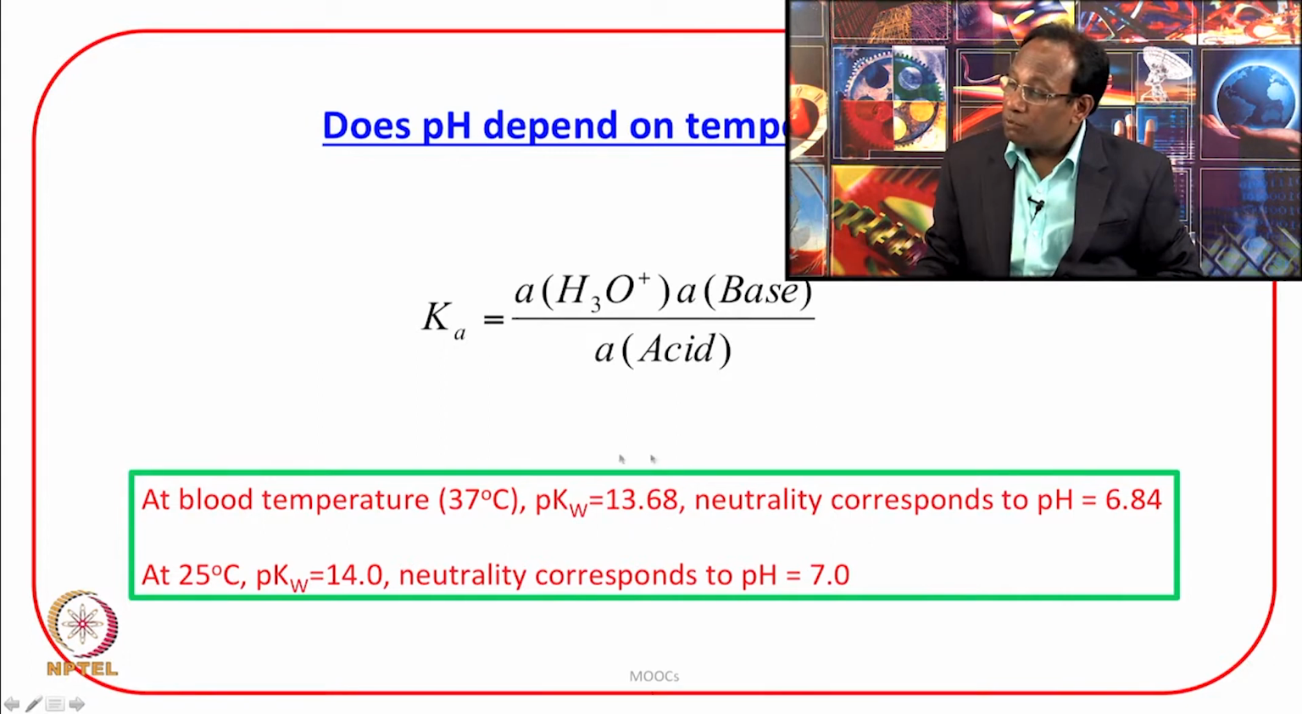Use this value of pKw and set this equal to the activity, Kw. You calculate Kw, and Kw is equal to the activity of hydronium ion times the activity of hydroxide ion, and when you calculate the activity of hydronium ion and hence the pH, it will come out to be 6.84. So, at blood temperature, 37 degrees centigrade, neutrality corresponds to pH 6.84. At 25 degrees centigrade, neutrality corresponds to pH 7. So, this discussion clearly establishes that the pH does depend upon temperature.